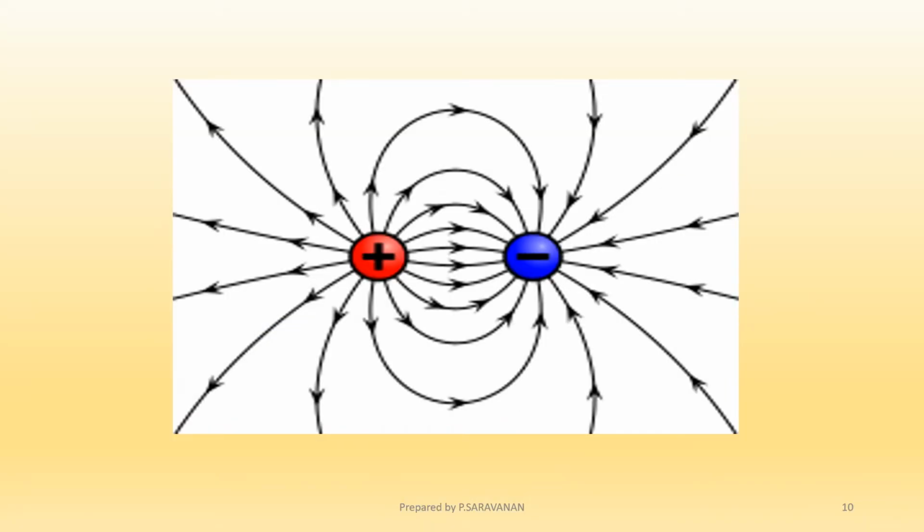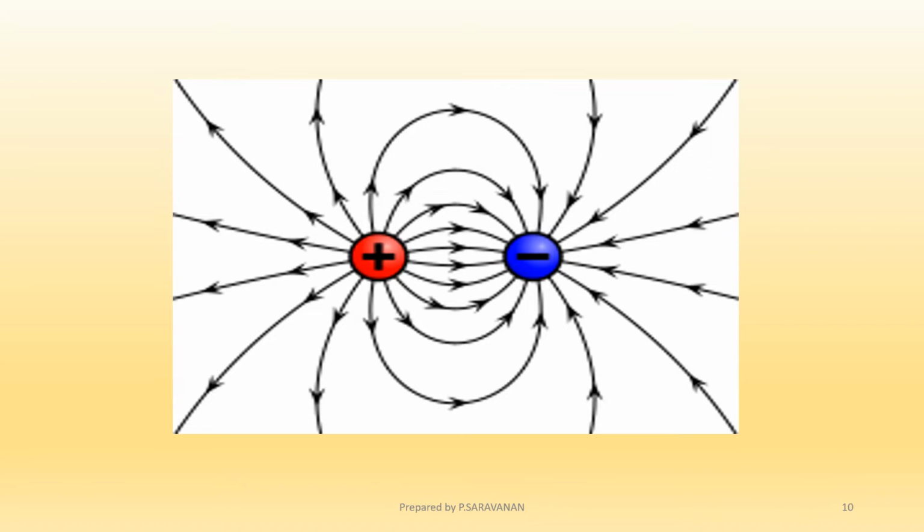This is a system consisting of a positive charge and a negative charge which are equal in magnitude and separated by a very small distance. This arrangement of two equal and dissimilar charges is called an electric dipole. You know that the electric field of a positive charge will be radiated outwards. Similarly, the electric field lines of a negative charge are directed radially inwards.